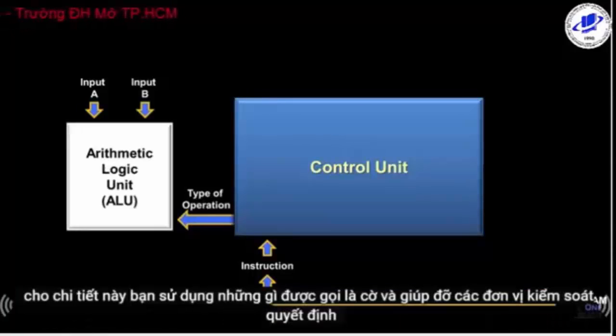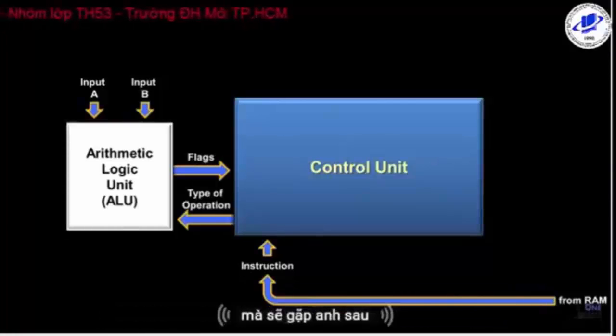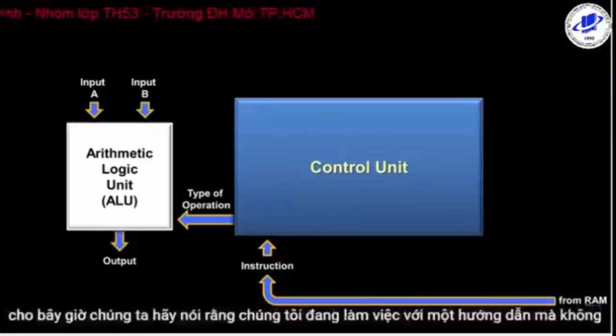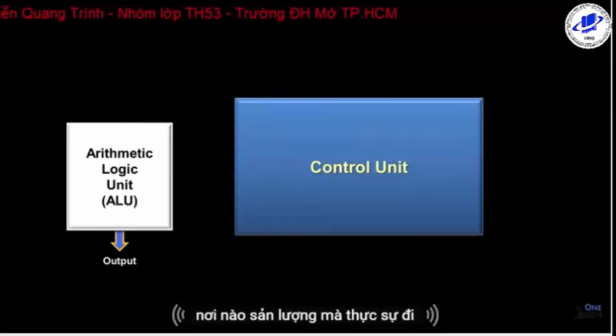For this, the ALU uses what are called flags, and they help the control unit decide what to do when it receives the next instruction, like jump if, which we'll see later. For now, though, let's say that we are working with an instruction that does produce an output. Where does that output actually go?